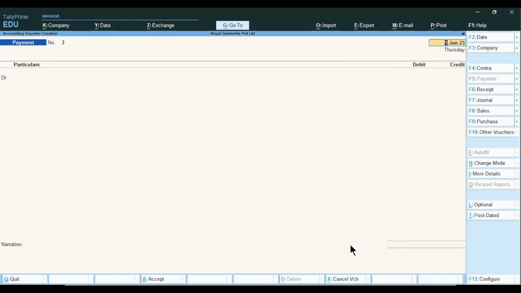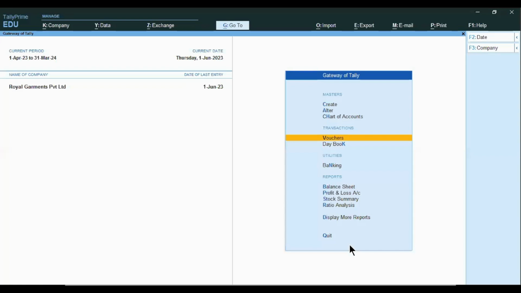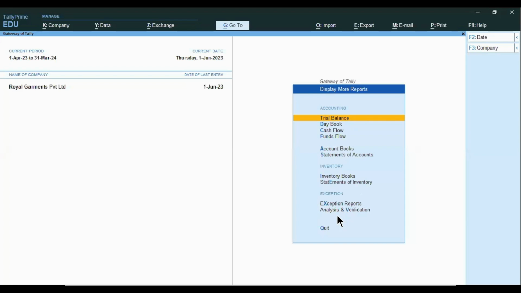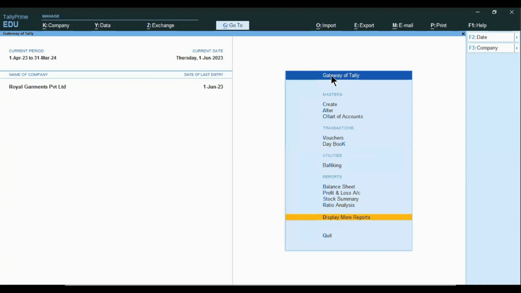Well, let's see the day book. How to see the day book? Go to display more reports. Just see, go to Gateway of Tally.